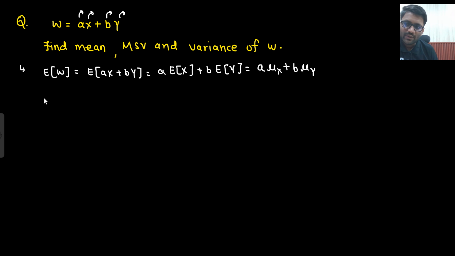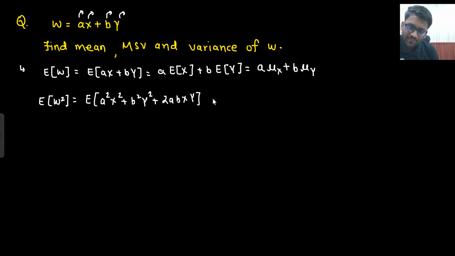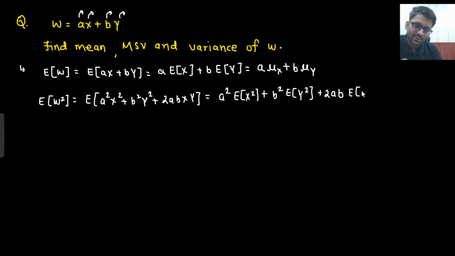Next we need to find the mean square value. For finding the mean square value, I will take the square of this one: A square plus B square plus 2AB, right? So you get A square expectation of X square plus B square expectation of Y square plus 2AB expectation of XY. Say yes or no. This is the answer.